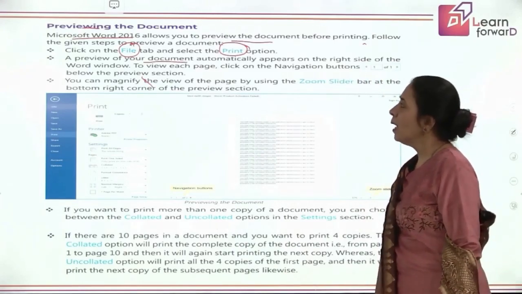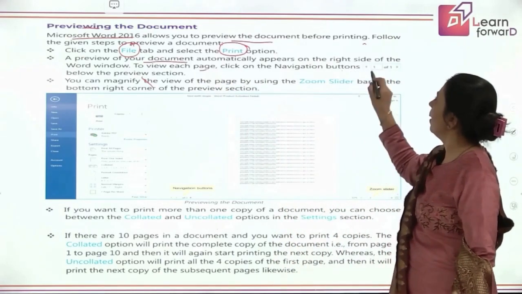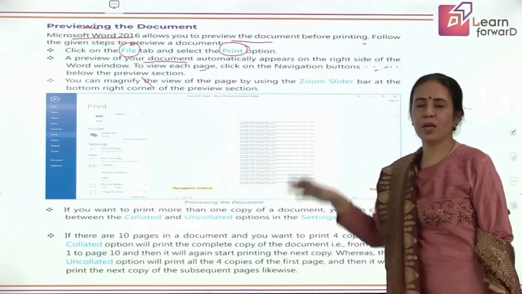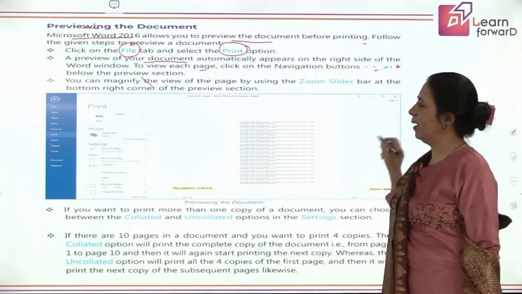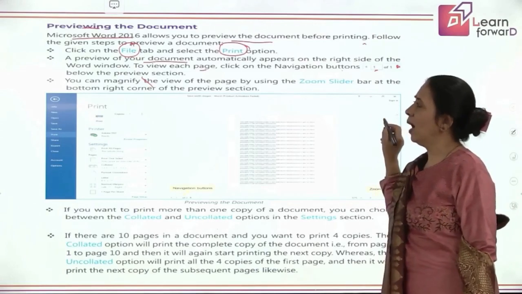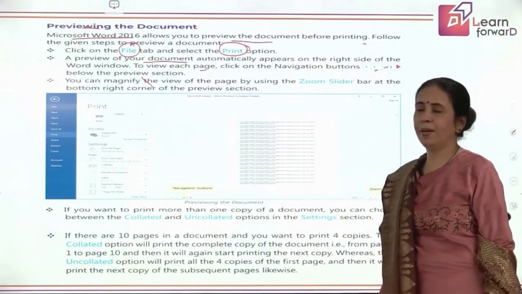Okay. Now we view each page. Click on the navigation button, like this is one of one. Suppose there are 10 pages. You keep on clicking the arrows. You keep on navigating to the next page, and you will keep looking at the preview of the pages.